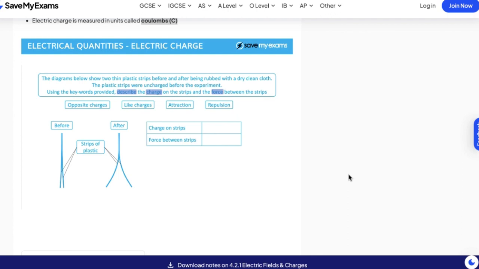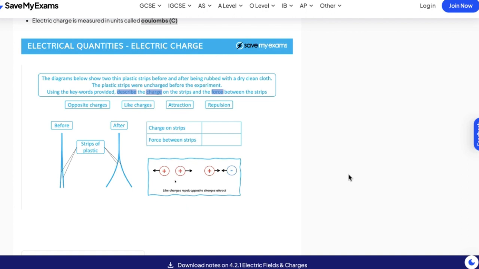So we need to describe the charge on the strips, and we need to describe the force between the strips. As I mentioned, this question requires us to apply knowledge of electrostatic charging, and I'm going to bring up a quick screen grab of the basics of electrostatic charging, and that is that like charges would repel each other.